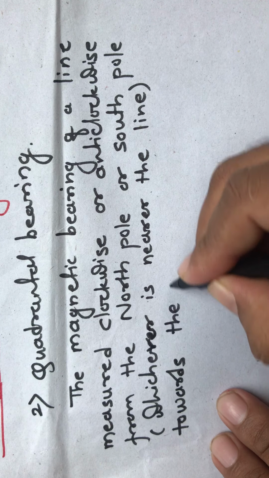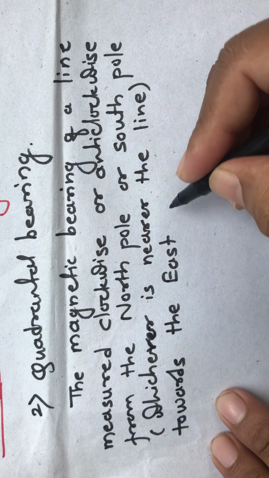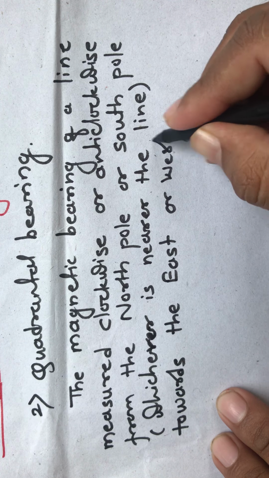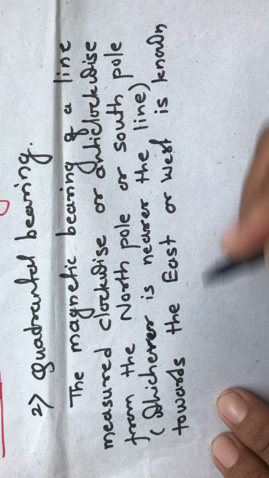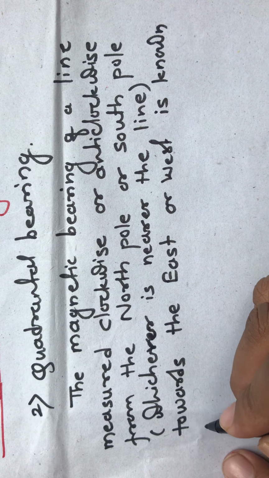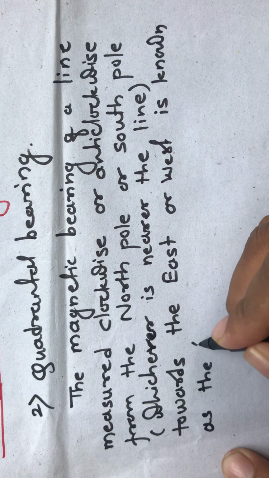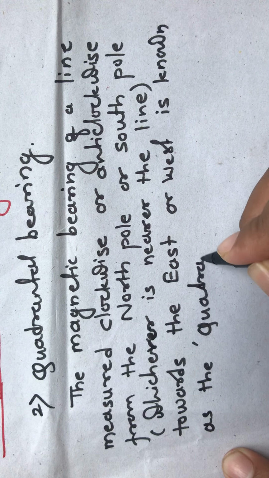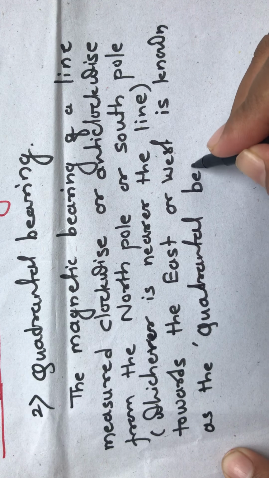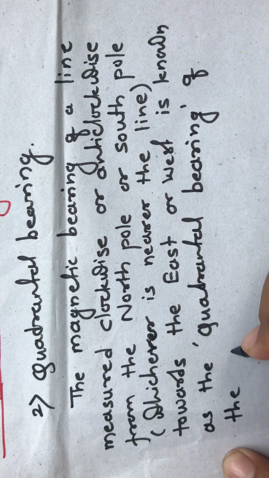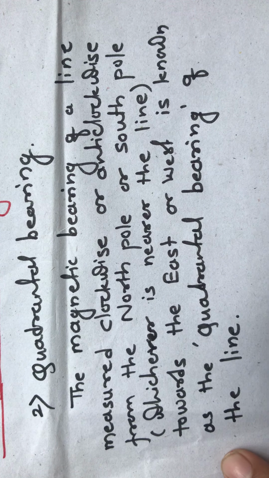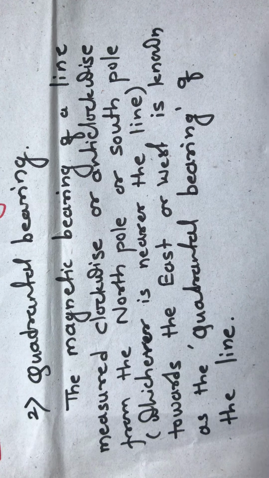towards the east or west is known as the quadrantal bearing of the line. Okay, of the line. So we'll draw a sketch.